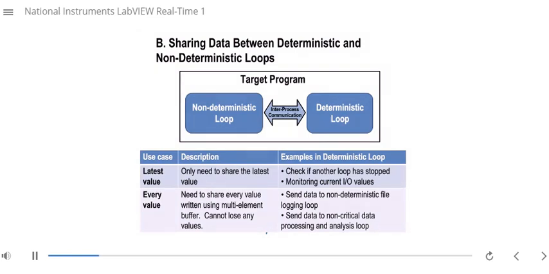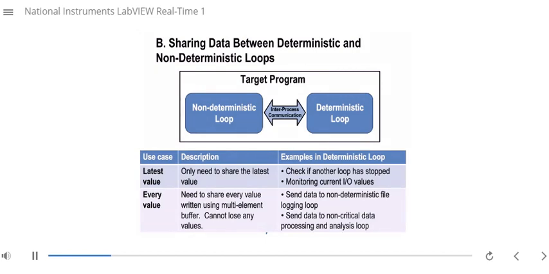How about the every value use case? So in this case, maybe we need to share every value written, and to do this, we'd have to use a multi-element buffer. In this case, we don't want to lose any values. So one example of this is maybe we want to acquire some data in our deterministic loop, and we want to send all of that data to some other non-deterministic loop to do the file logging.